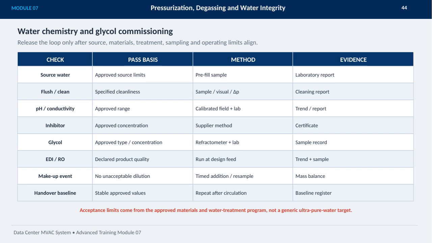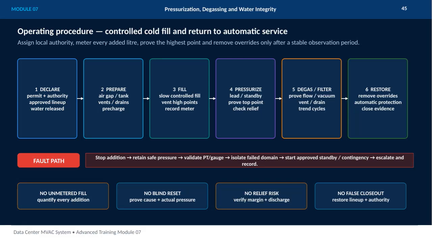integrity throughout operation. This slide covers the operating procedure for controlled cold fill and return to automatic service in a data center MVAC system. First, it's crucial to assign a local authority who will oversee the process and ensure every added liter is metered. You must prove the highest point in the system and only remove overrides after a stable observation period to guarantee system integrity.